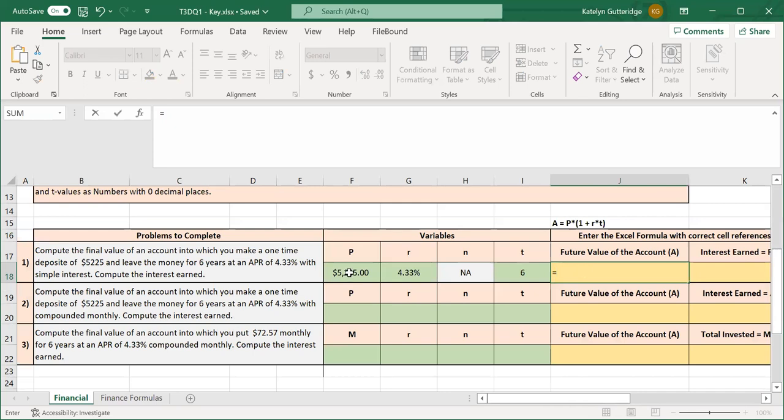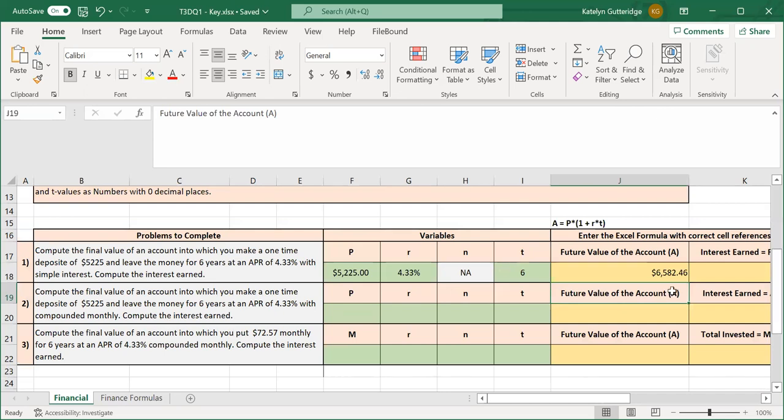We'll click on the P value, type the star, open the parenthesis, type the 1 plus, then click on the R value, type the star, click on the T value, close the parenthesis. After the close parenthesis, hit enter. This is the future value of the account. If it doesn't already format correctly, make sure you format this as currency with 2 decimal places.